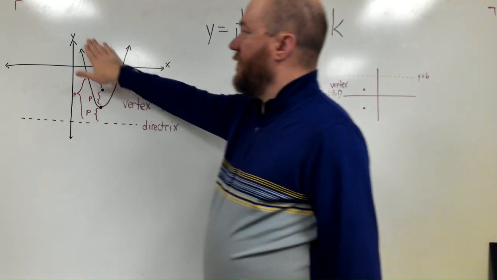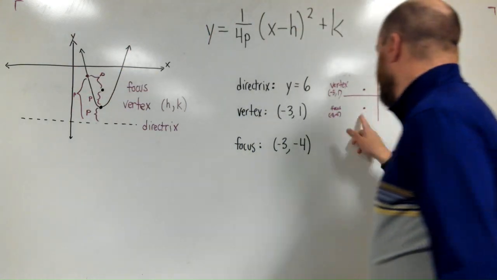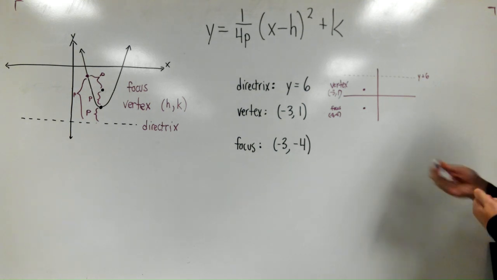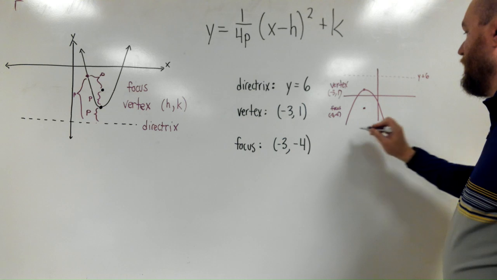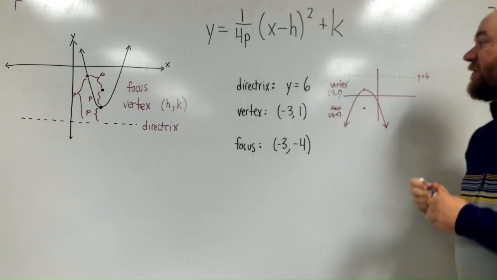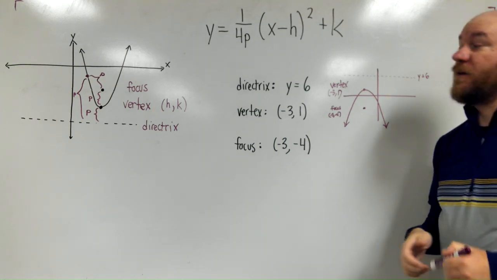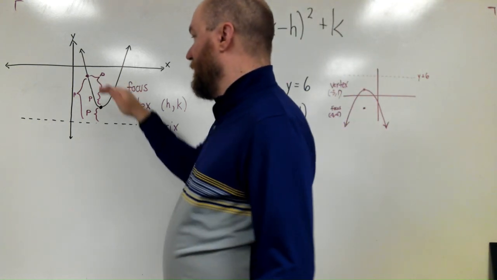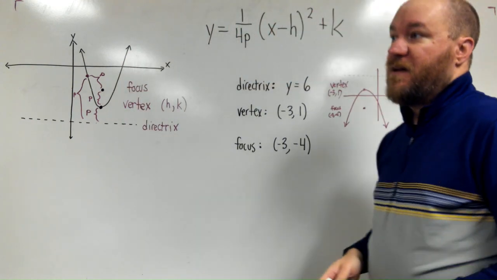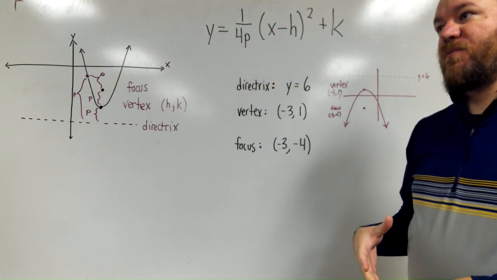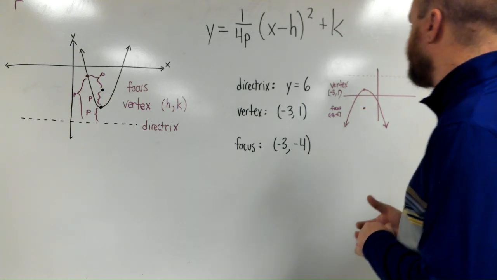Now in this one, the parabola opened up because the focus was on top. This one, since the focus is on the bottom, our parabola is going to open downward. All right, so if the directrix is above the focus, the parabola opens downward. If the focus is above the directrix, the parabola opens upward. Now, there is a possibility for parabolas to open left and right, but we're not going to do that today.